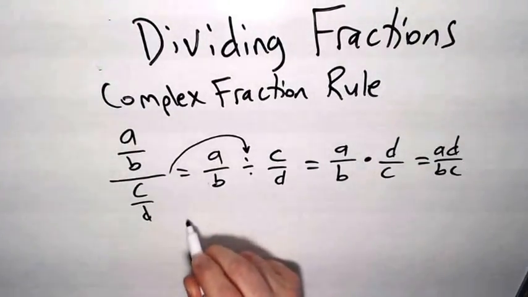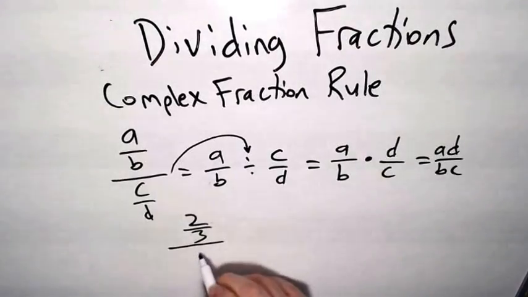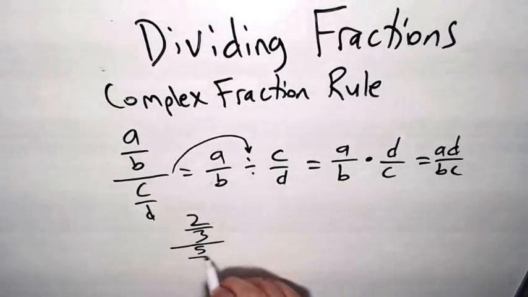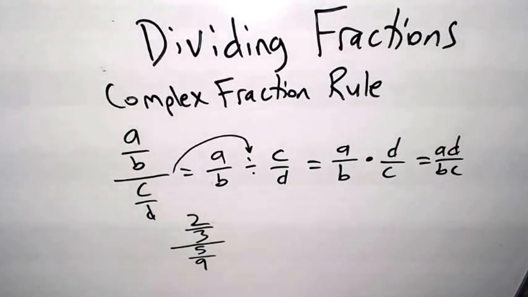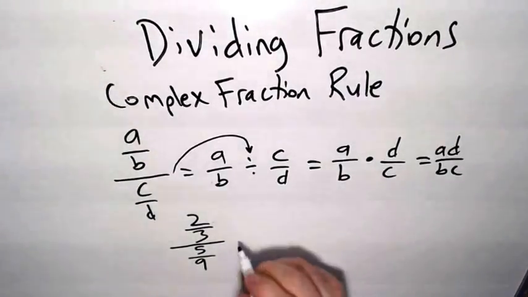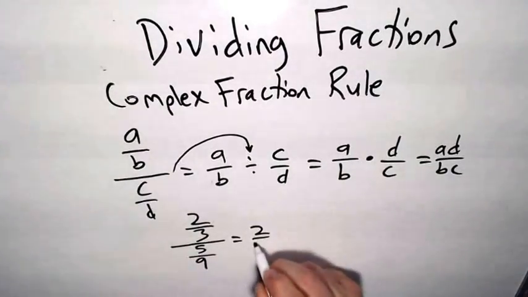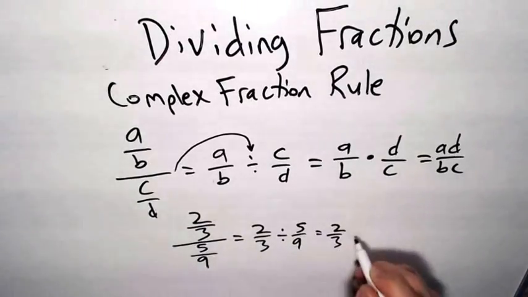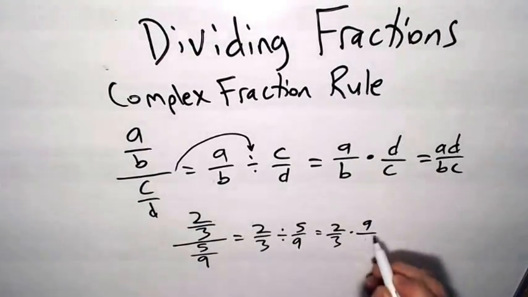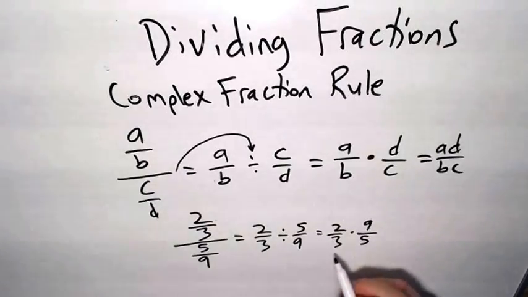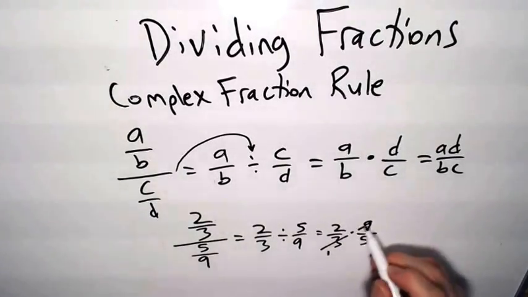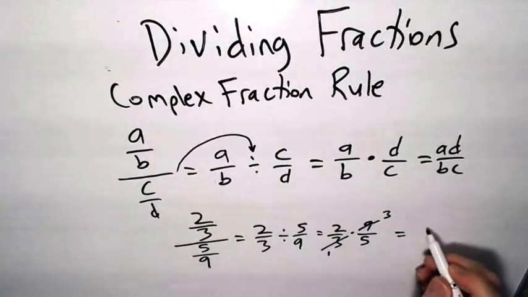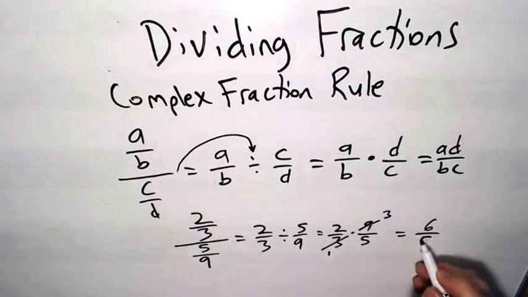Suppose we have 2/3 divided by 5/9. Can you see that? Yes. So this will equal 2/3 divided by 5/9, which is 2/3 times, and we flip the second guy over, 9/5. Now observe to cancel beforehand. A 3 will go in once, a 3 will go in 3 times. So then we have 2 times 3 for multiplying 6, and 1 times 5 is 5.